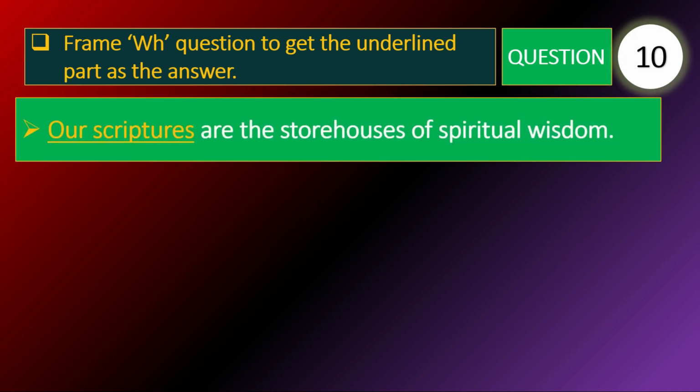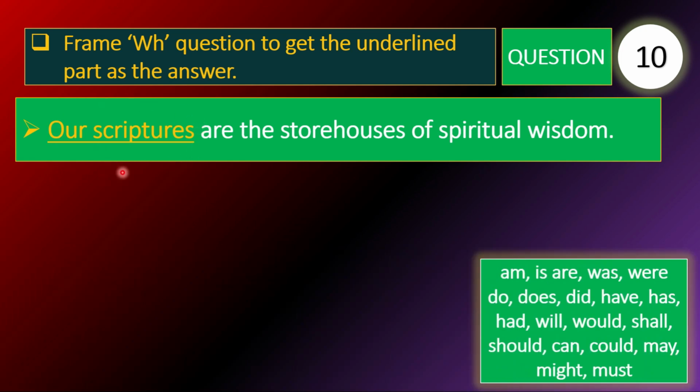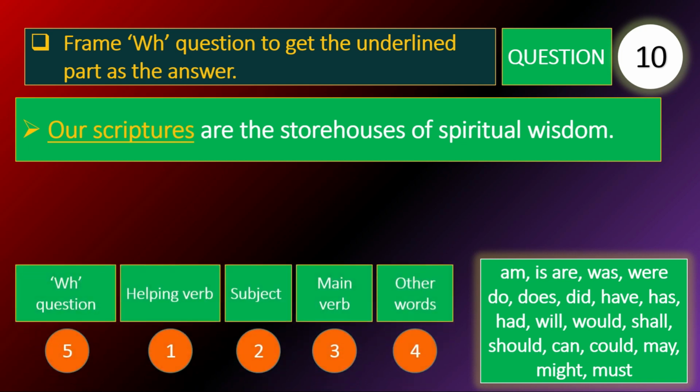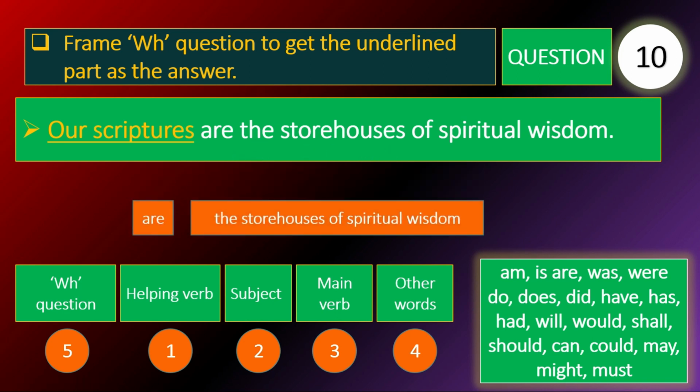Our scriptures are the storehouses of spiritual wisdom. Our scriptures, this is the subject. Now when we question the subject, if it is a thing, an idea or something, we have to use what. If it is a person, we can use who. So it's not a person here, so we have to use what. But how? We have the helping verb are here, so we use are, and the subject, we'll see that, are, and the storehouses of spiritual wisdom, question mark, and you put what, because the subject is our scriptures and we are using what in order to get the subject as the answer.